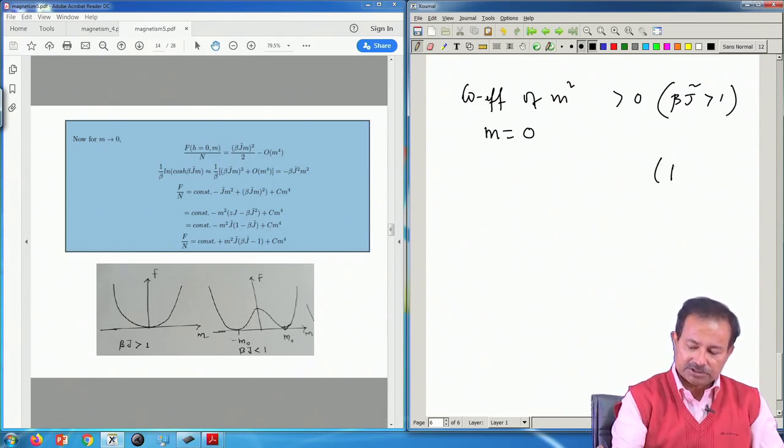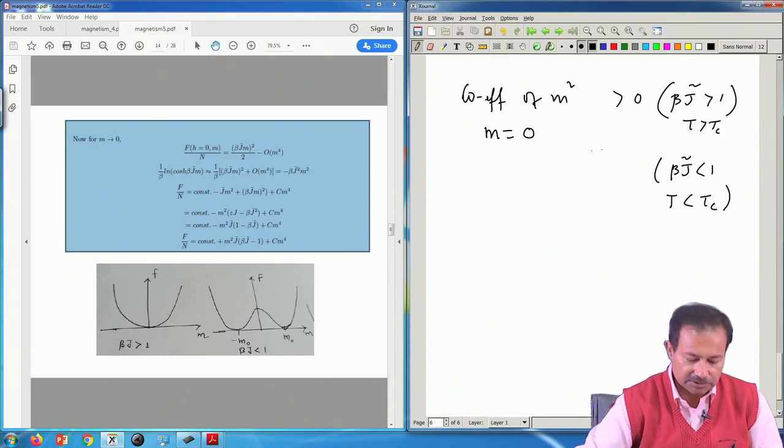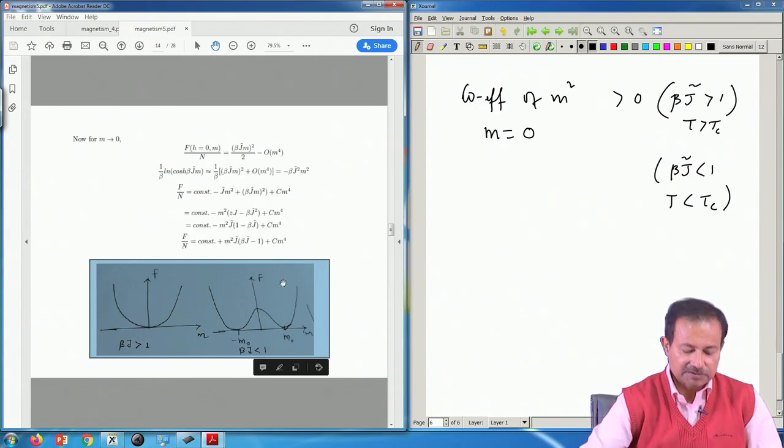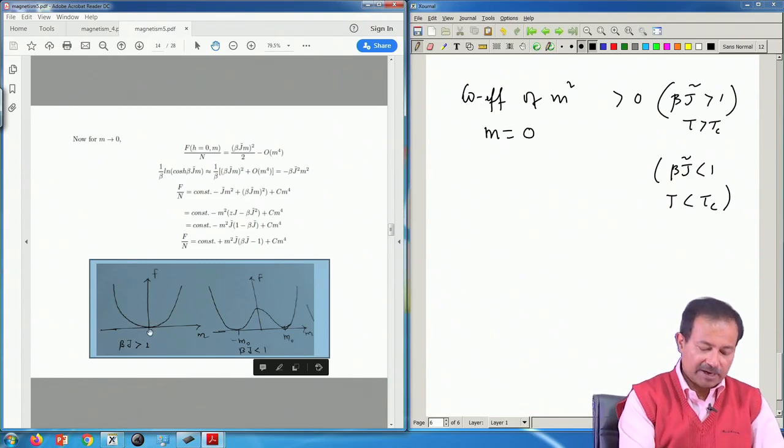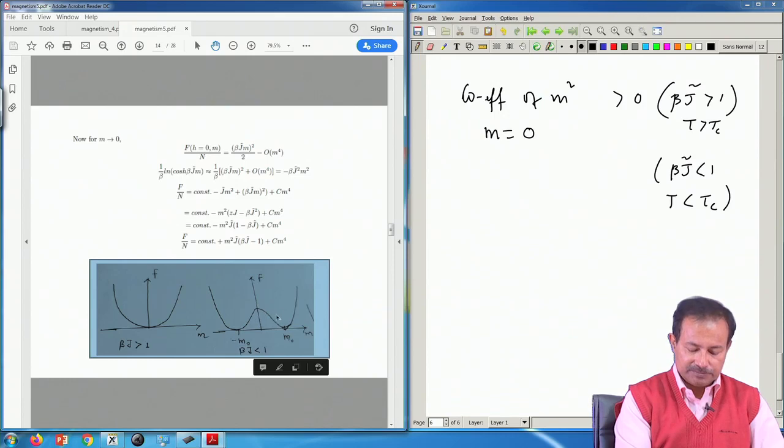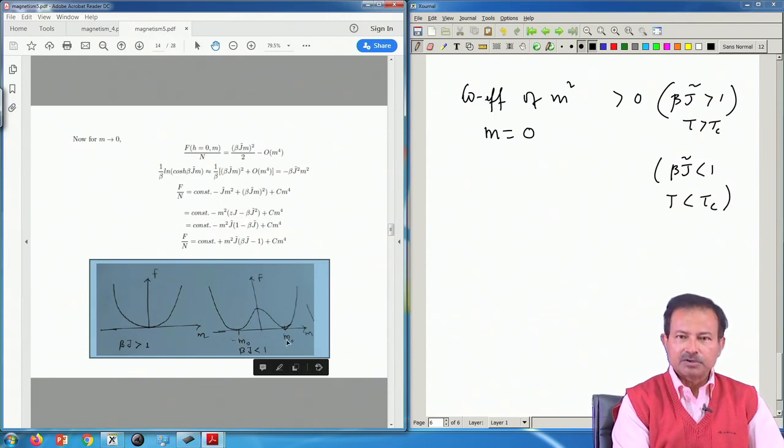Now, in the other case where beta J tilde is less than 1, that is, J tilde is 1 by k_B T_c, so T is less than Tc, and the earlier case was T greater than Tc. In that case you will land up with a curve like this. The free energy looks like this, with the minimum at m equal to 0 now becoming a local maximum, and the minimum has now gone into two sides, which is symmetric. This curve is symmetric, remember, it is an even function. So minus m naught and plus m naught are the two minima now.